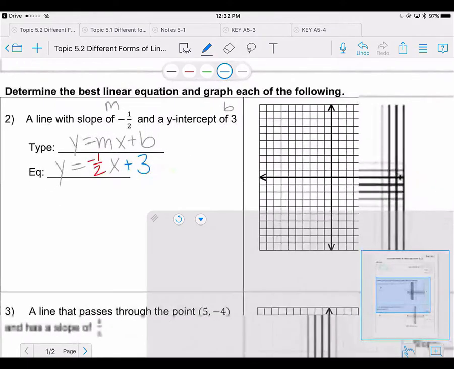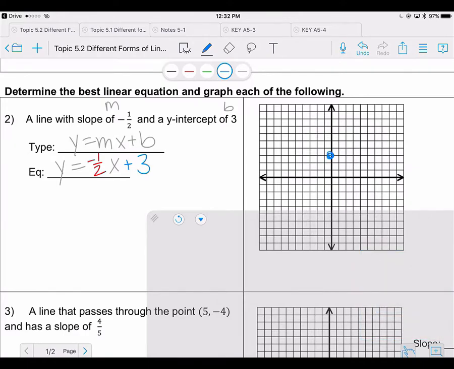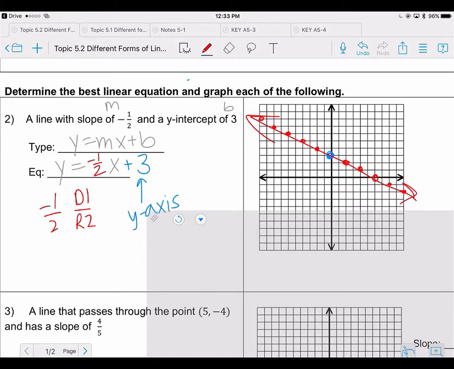In order to graph this, I start here, my y-axis, and then my slope of negative 1/2 means go down 1, right 2, down 1, right 2. I can also go up and to the left, up 1, left 2, and then I draw my line. I'm not very good at drawing lines on this iPad, so that's why I put all those points. You don't have to fill the whole entire thing. Make sure you cross the x and y axis before you give up.